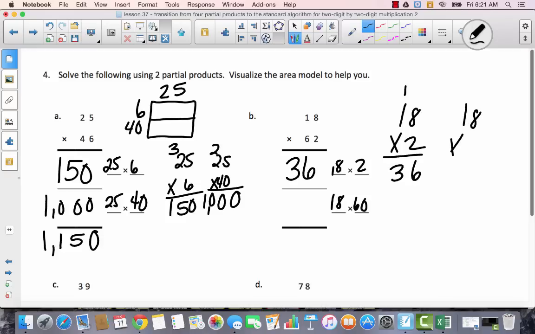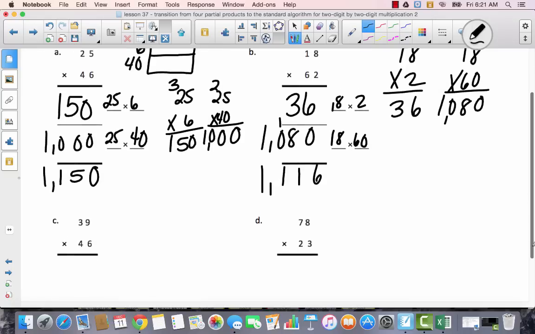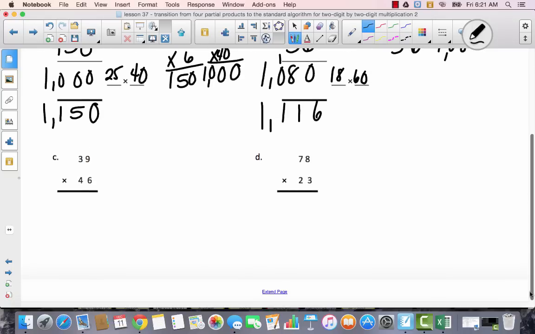18 times 60. It's really 18 times 6. Times 6, you just add a 0. 8 times 6 is 48. 1 times 6 is 6, plus 4 is 10. So I have 1,080. Now I'll just add these together. I have 6, 11, 1, and 1. 1,116.